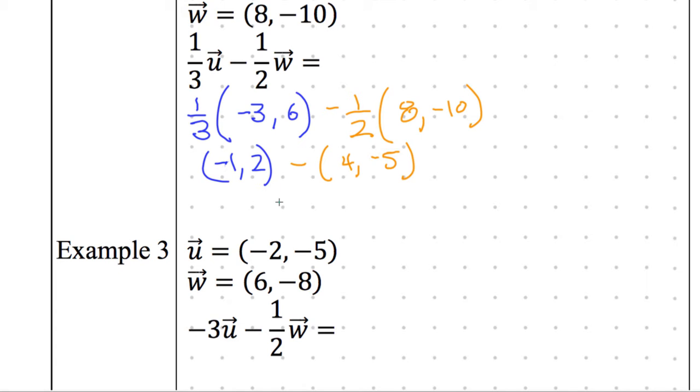So it's 3. Wait, what am I doing? Yep, so for the x components, you're getting 3. And then it is negative 3? 3 and negative 3. There's errors up there, see if you can find them.